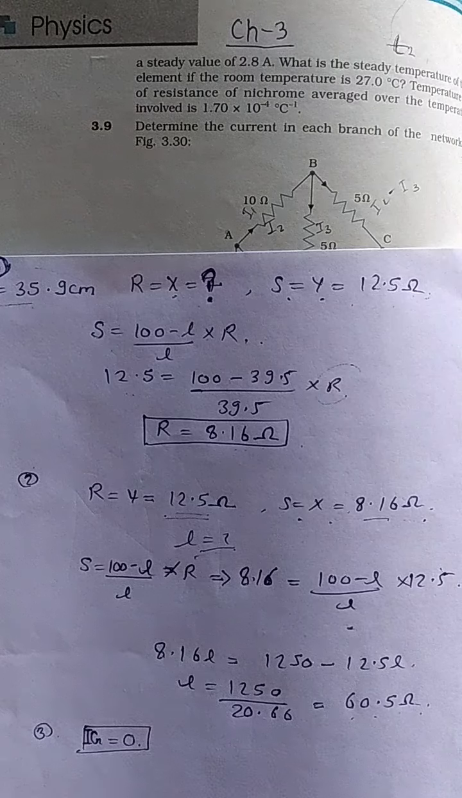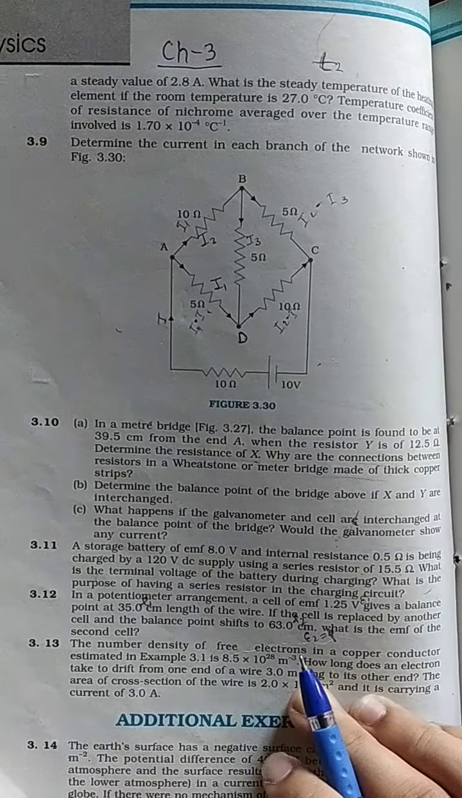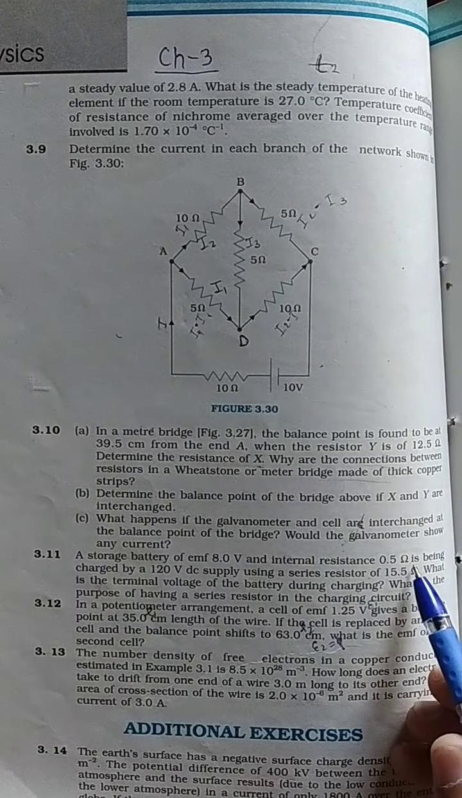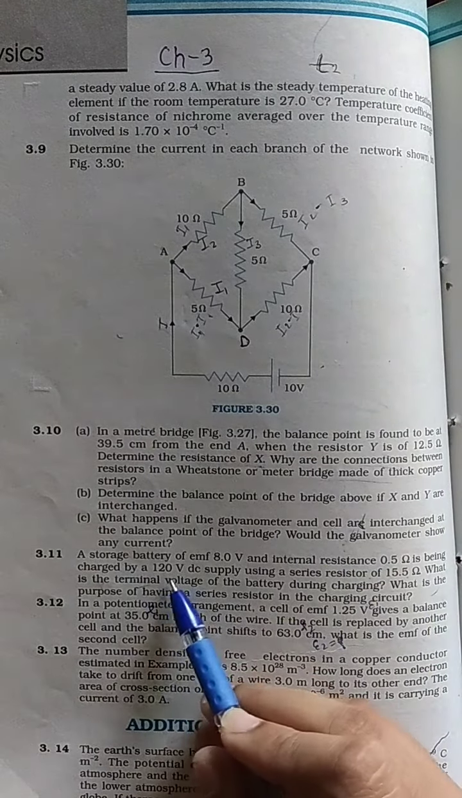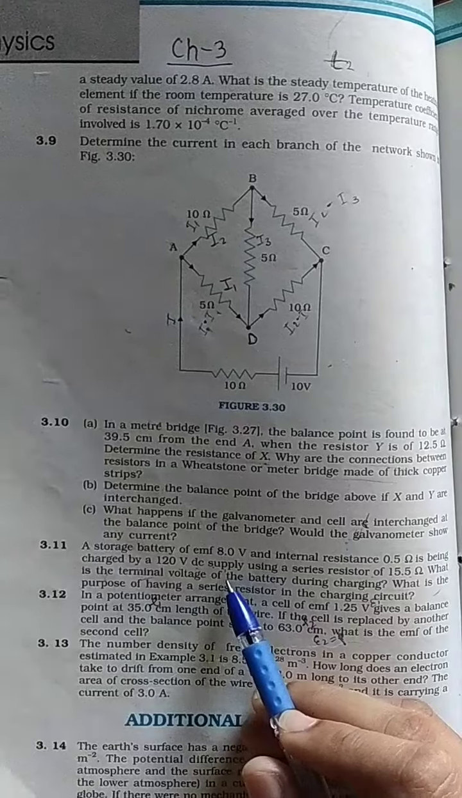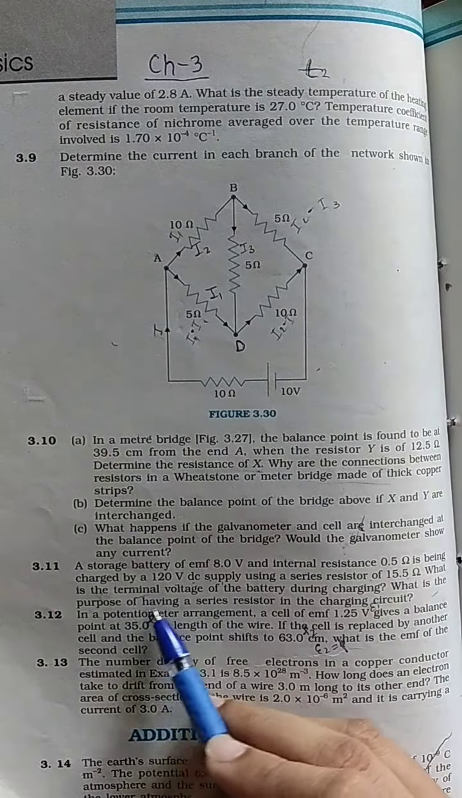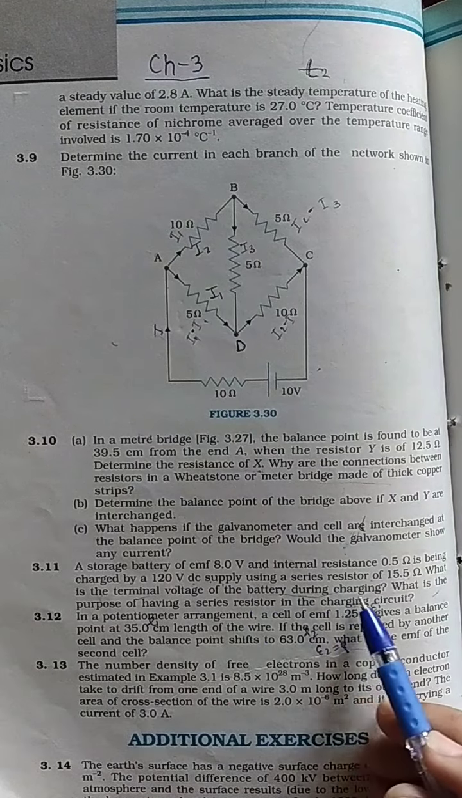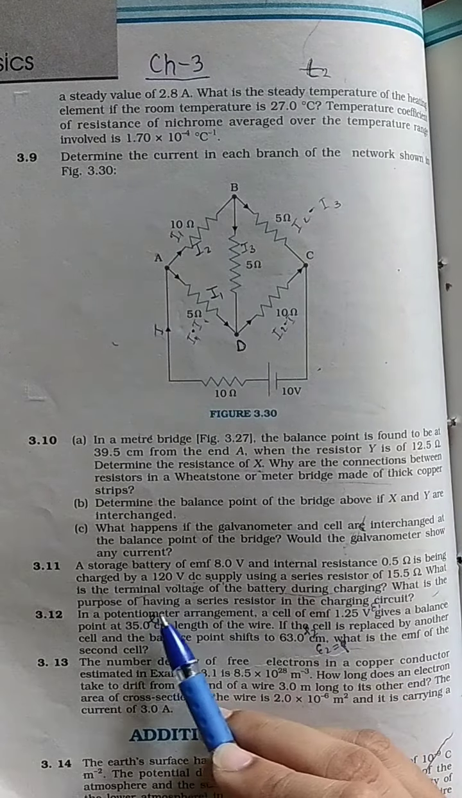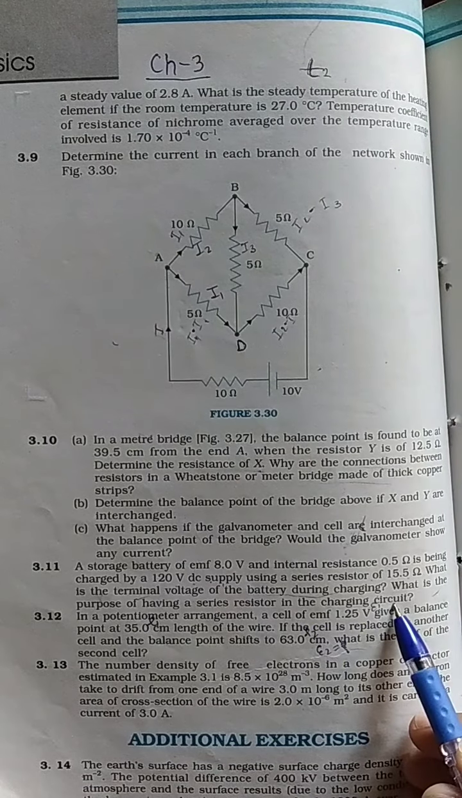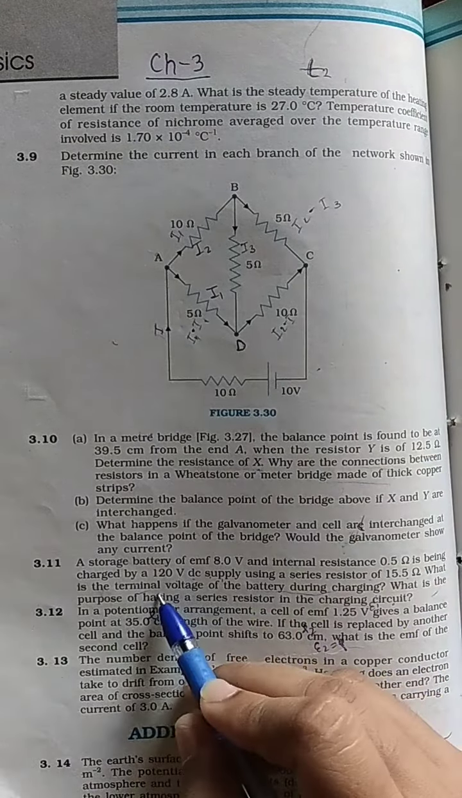Now the 11th question is, a storage battery of EMF 8 volt and internal resistance 0.5 ohm is being charged by a 120 volt DC supply using a series resistor of 15.5 ohm. What is the terminal voltage of the battery during charging? What is the purpose of having a series resistor in the charging circuit? We have to find out the terminal voltage.